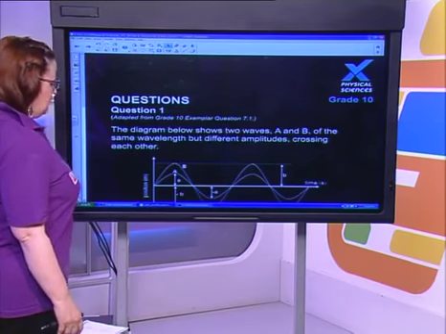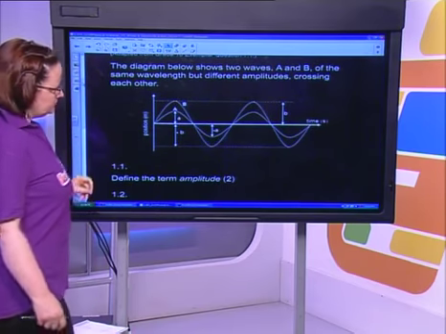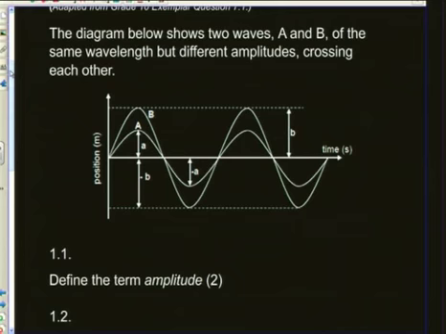Now, the first question we're going to look at is this one. It's actually a really nice question. It says that the diagram below shows two waves, A and B, of the same wavelength, but different amplitudes crossing each other.